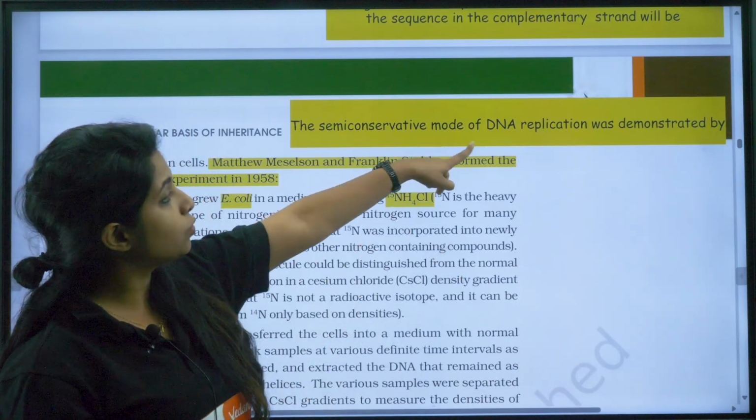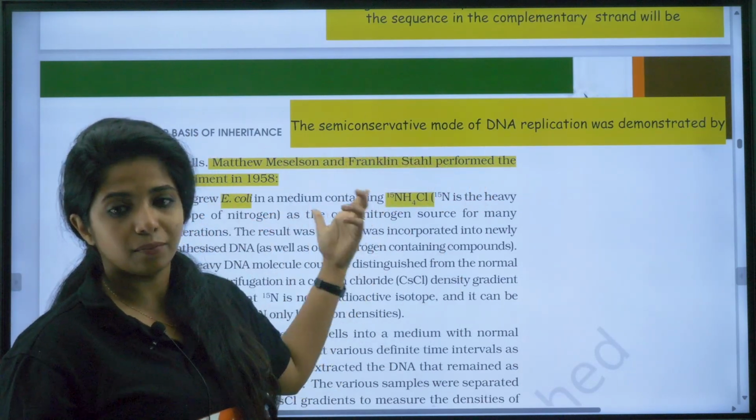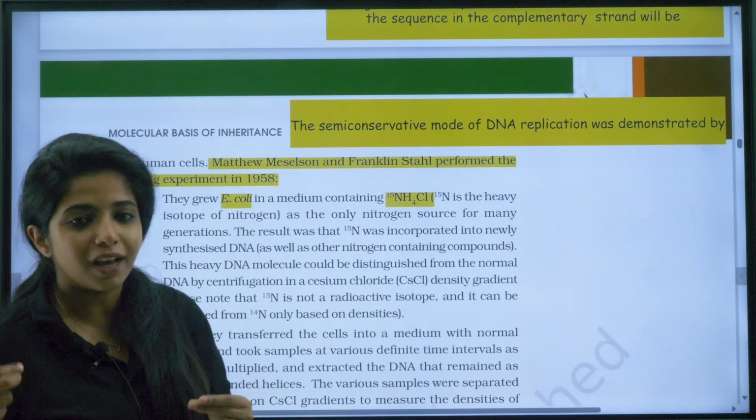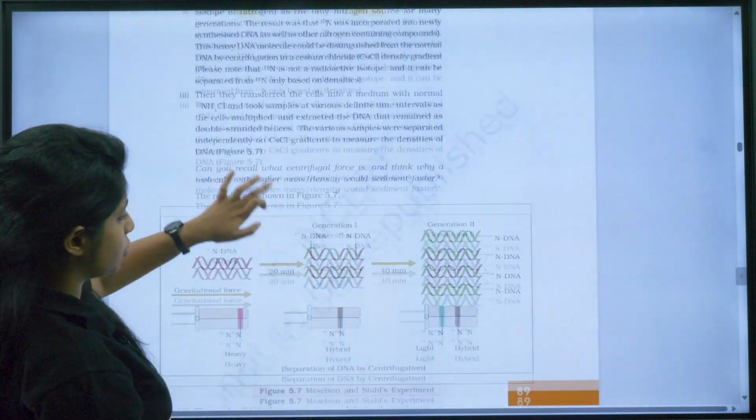Semi-conservative mode of DNA replication was demonstrated by Matthew Meselson and Franklin Stahl. Again, these types of questions could be coming in, which is why I put the questions over here.